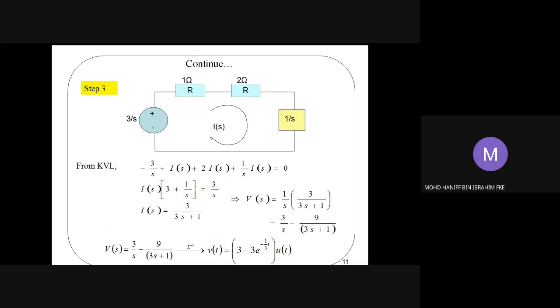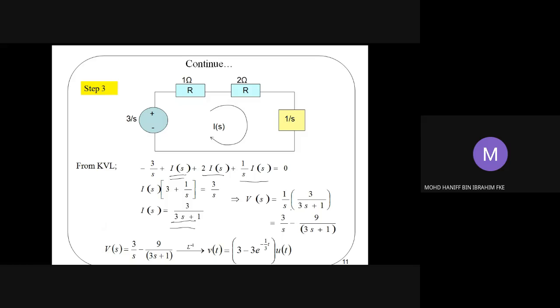Based on that, you want to find the current IT, so we transform it into IS. So that should be the circuit that has been transformed into the S domain. We're going to have negative 3 over S. IS here is the current, the voltage drop across the 1 ohm. 2IS is the voltage drop across the 2 ohm. And 1 over S times IS is the voltage drop across the capacitor. Afterwards, we want to find the IS, so we can write the IS in terms of this equation.